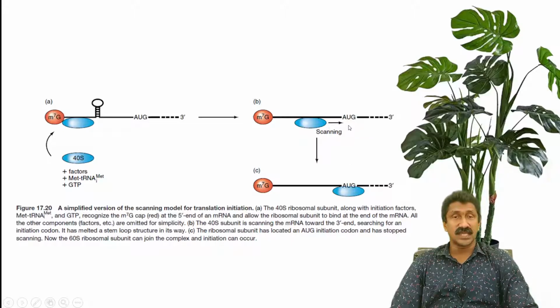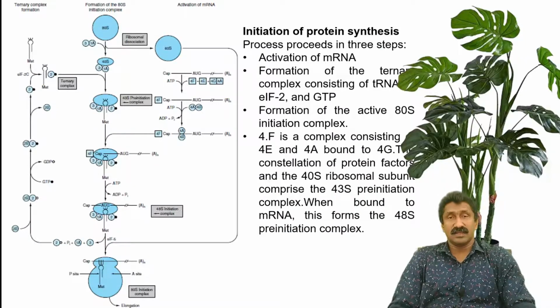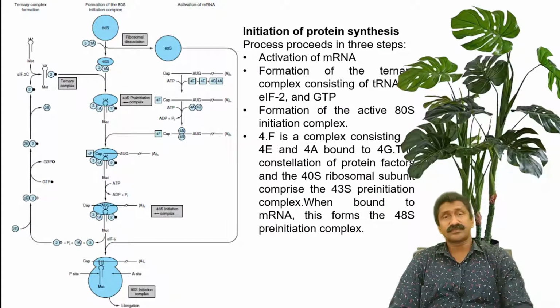And once this complex reaches that site, the P site will be correctly positioned at the AUG codon with the charged methionine tRNA. So that is the process of initiation in eukaryotic mRNAs. And we will see it using another diagram.